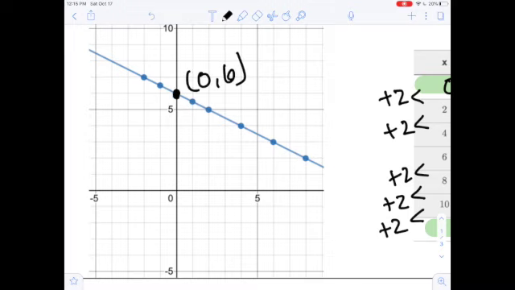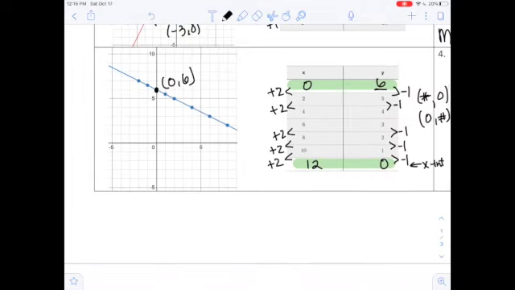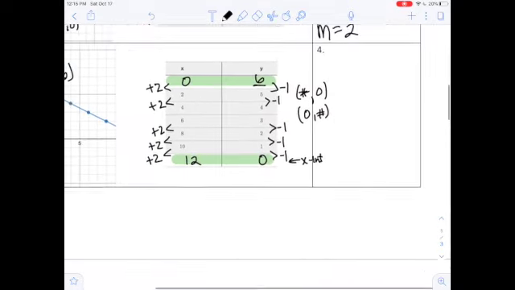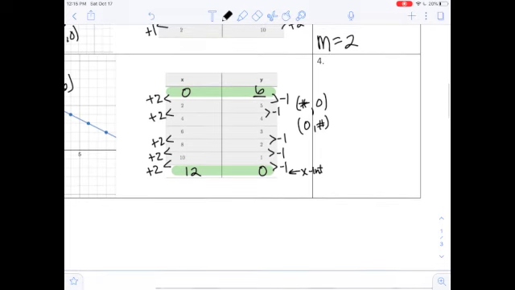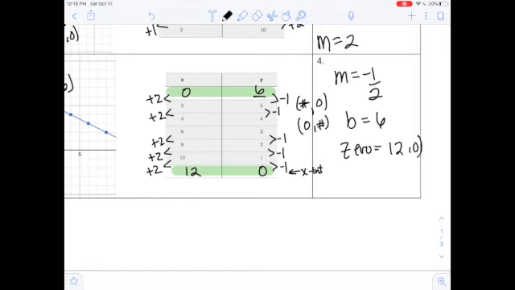So I left the graph on here to kind of give you an idea of what this would look like on a graph, because you're not always going to have that graph. So let's fill in our information. We had our slope, which was -1/2. We had our y-intercept, which was 6, and then we had our x-intercept, which was 12, 0. And again, you can always write these as coordinates.